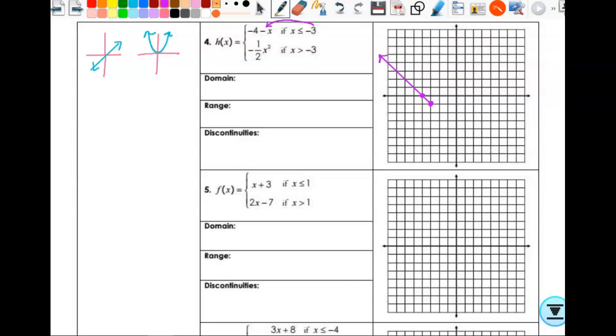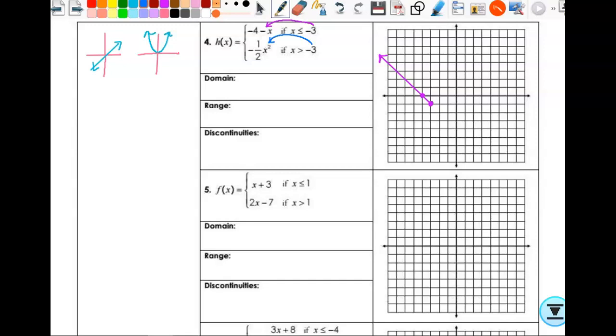Everybody understand how we knew where to stop and what to do here? Okay. So now I'm going to find my other endpoint. I take the negative 3 and I substitute it in here. So negative 3 squared is a positive 9 times negative 1/2 is negative 9/2. If I was going to have to write it down, I would write down negative 9/2.